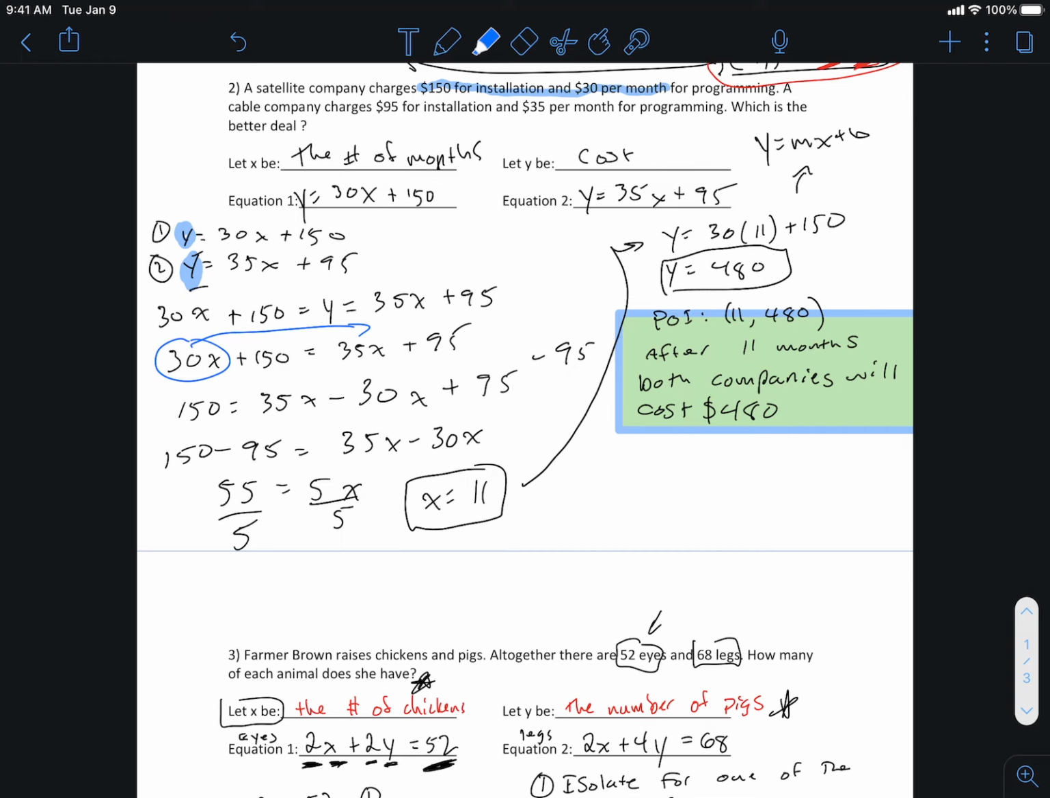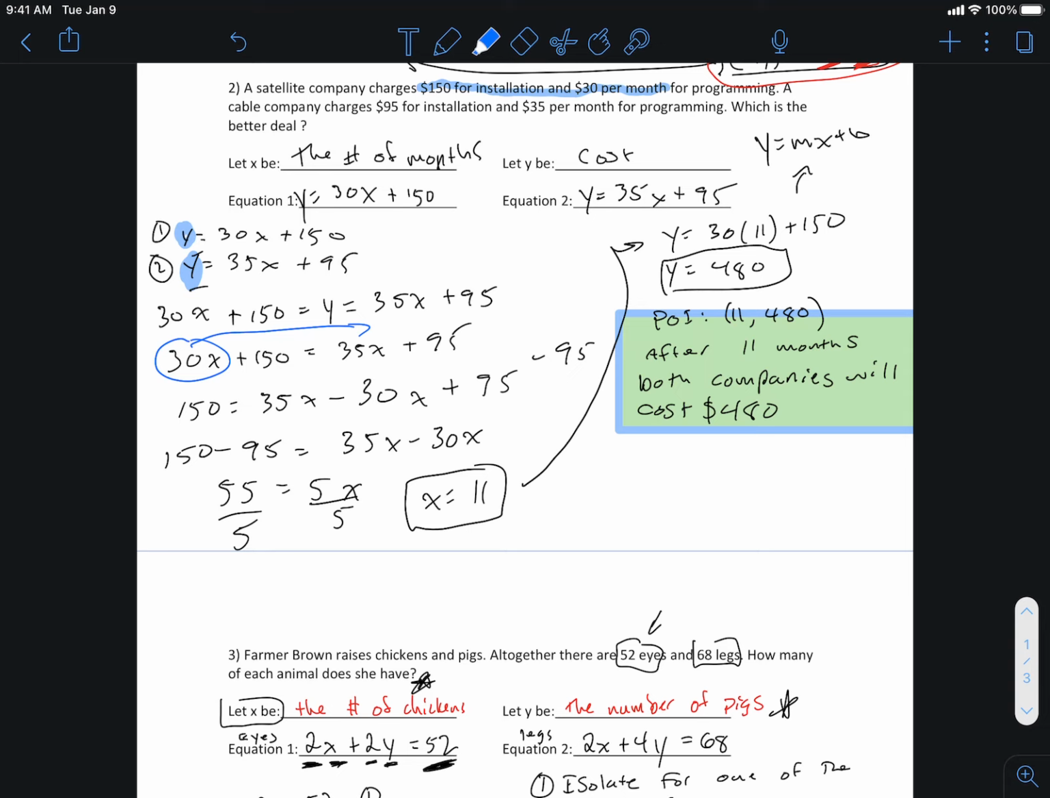The connection I want you to make is that they are the same price after 11 months, right? Anywhere past 11, you go 12 months, one company is going to be better than the other. If you go 10 months, one of the companies is going to be better than the other. So that's kind of a trick question in the sense that the wording leads you to believe that there is one answer, but really there are two answers, and a third answer where they're the same price. That's what I want you guys to illustrate.